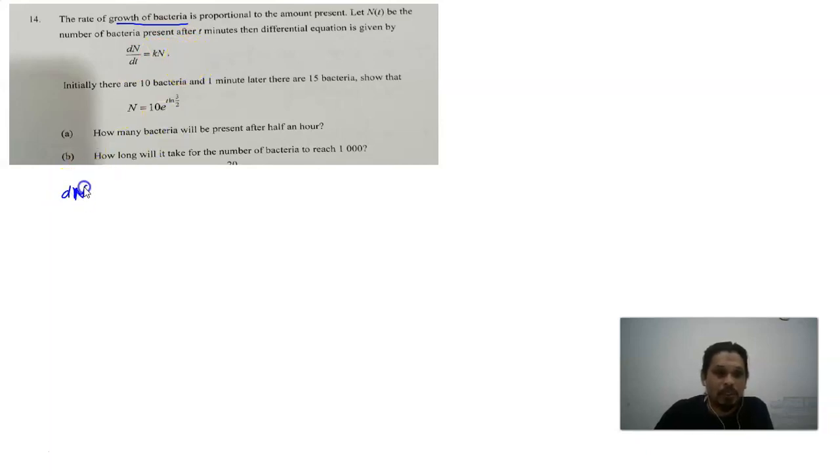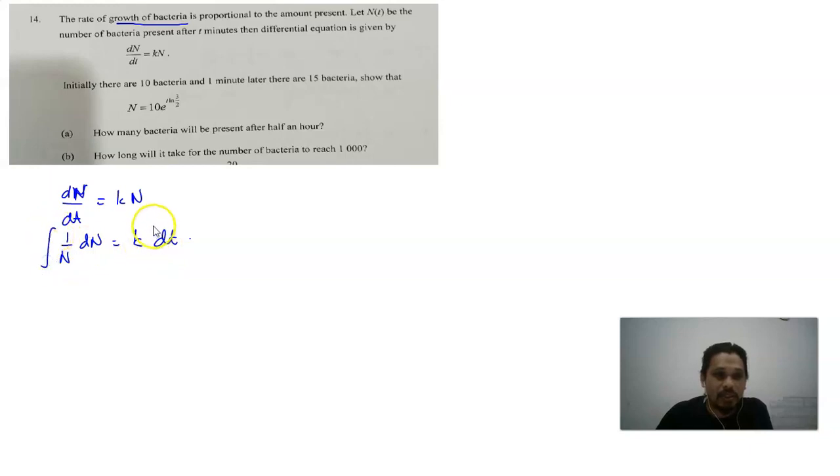So dn over dt equals k n, as given in the question there. On the left side of the equal sign, this is n and this is t. K is just a constant, just like a number of 5, 6, 7, 10 or whatever. Okay. So then separate the variables: 1 over n dn equals k dt. So we have successfully separated the variables n and t here.